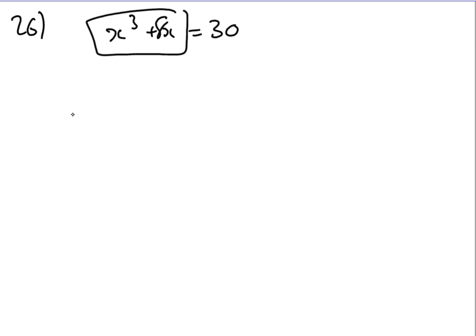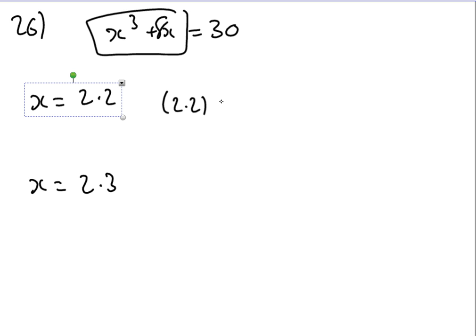Right, question 26. We're told that this equation, sorry, it's an 8 there, has a solution between 2.2 and 2.3. So show that. Well, if we take this side then, what I'm going to do is substitute x equal to 2.2 in, and also x equal to 2.3 in. So it's 2.2 cubed plus 8 lots of 2.2. So 2.2 cubed, and then plus 8 times 2.2.